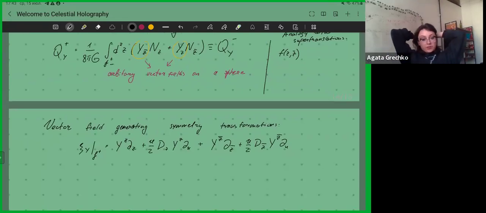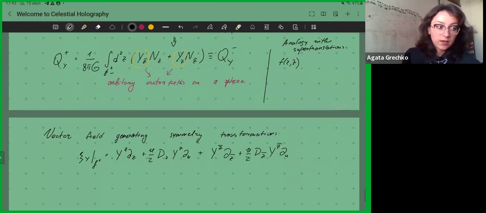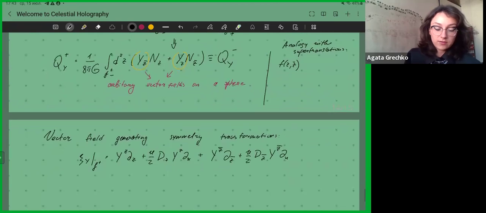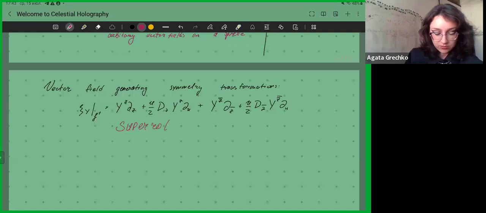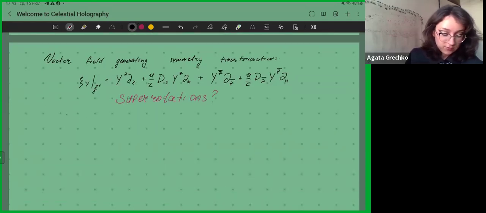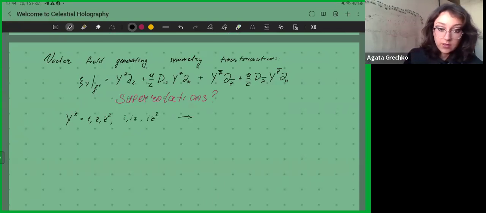If we expand the metric to the next order, we will see that this symmetry arises, as well as the super translations that stay still here. And this symmetry will be called super rotations. So these transformations are called super rotations. Why are they called super rotations? Because if we take the vector field Y^z to be 1, z, z squared, or i z squared, we will receive nothing else but Lorentz transformations. So 3 boosts and 3 rotations.